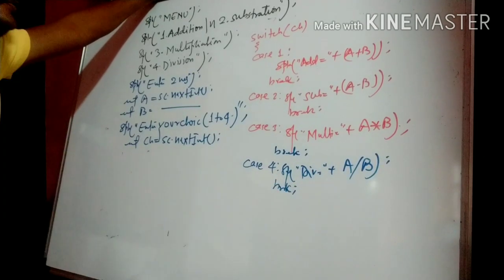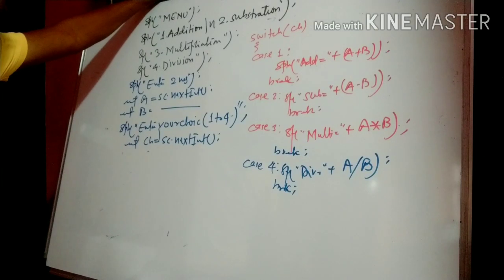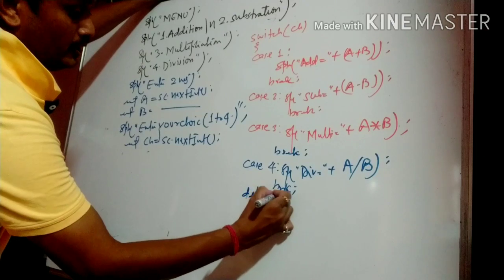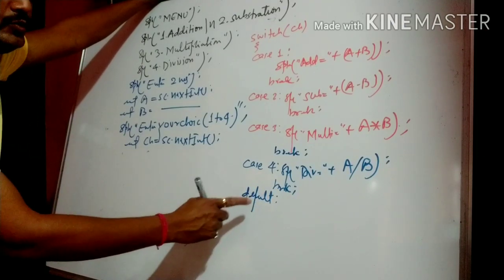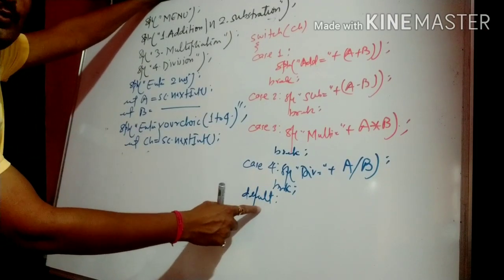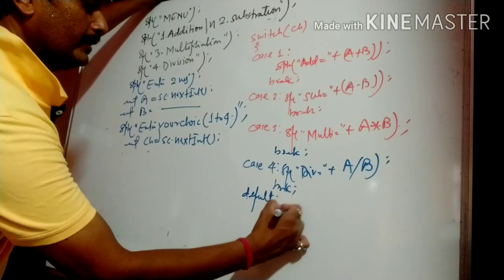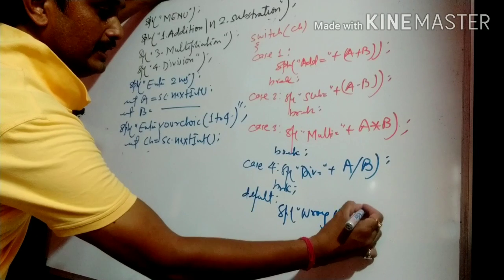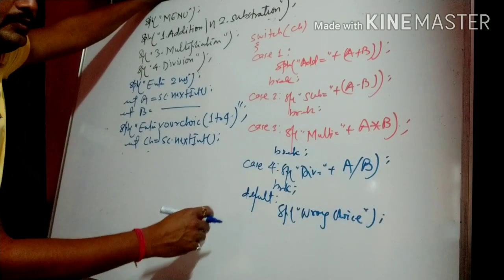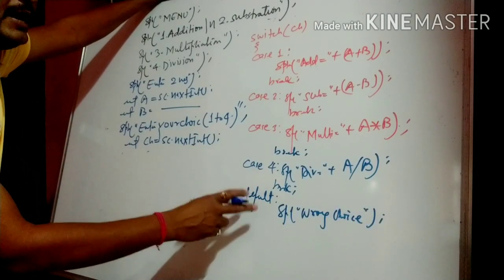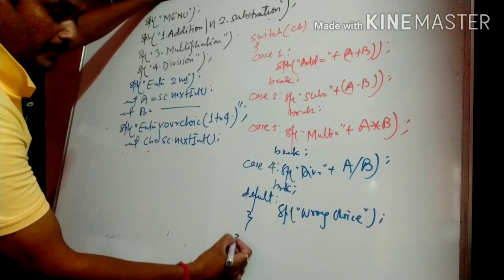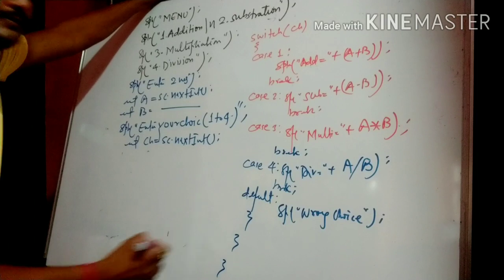If somebody inputs any other number instead of 1 to 4, then here you write default. You have to write it for the exam because it will carry 1 or 2 marks. Here write wrong choice. As I told you, this is optional. Without it the program will work, but in the exam you have to put it. And close this one, then close the main and close the class.